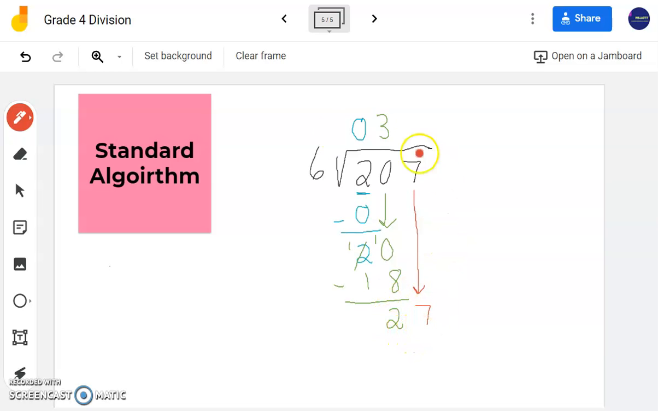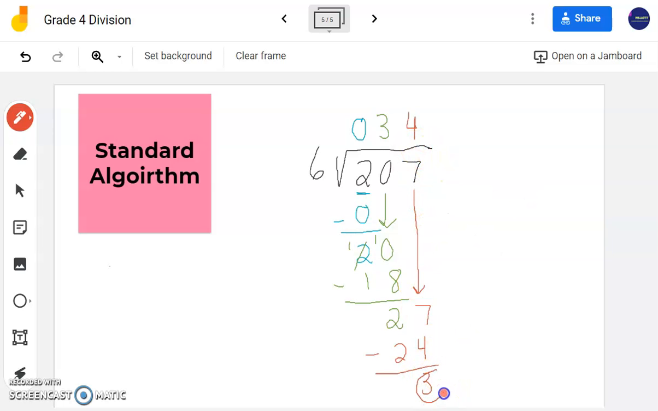So now I have to decide 6 times some number gets me close to or exactly to 27. So 6 times 4, in fact, is 24. Now, again, we used these same numbers for the last problem as well. So 27 minus 24 is going to give me a remainder of 3. Just like the previous problem, I know I'm finished, which is great. I know I'm done because 3 is less than my divisor. I can't make another group of 6 with those 3 leftover items.